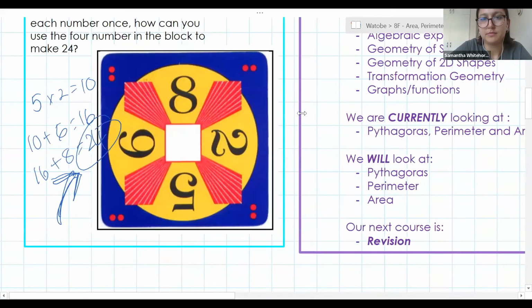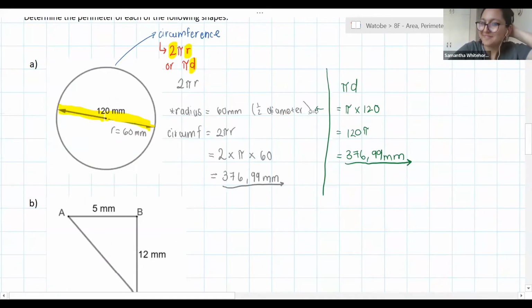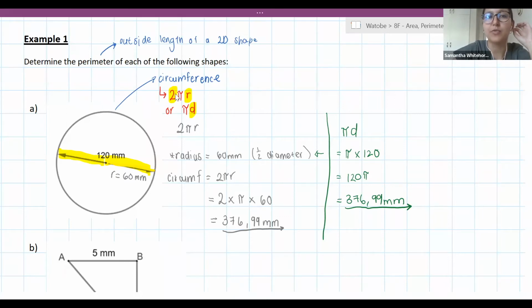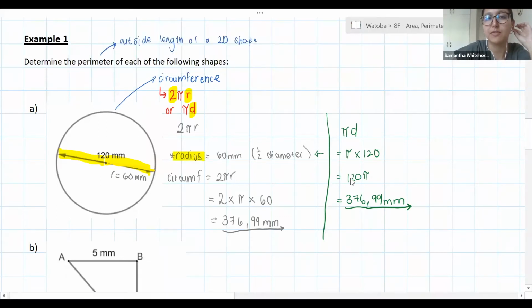Miss, can you hear me? Yes, now we can hear you. Ma'am, I wanted to ask, when they give us the measurement, which in this case is 120 millimeters, does that mean we have to half that measurement? Only if that measurement is the diameter. So in this case, I had to halve it because this whole length is 120, and the radius is half of the diameter. So if I was going to use the formula with radius in it, then I needed to first halve it to get the length of the radius.